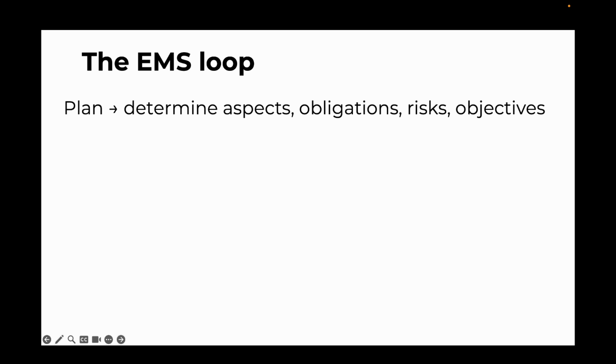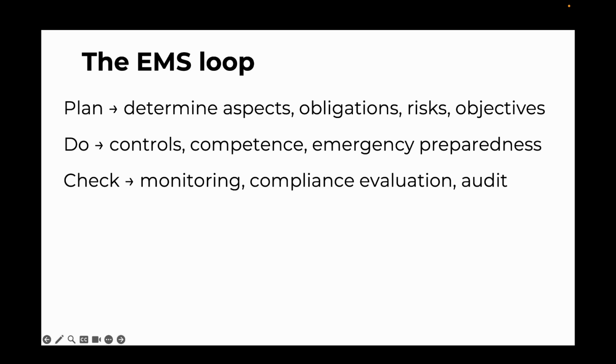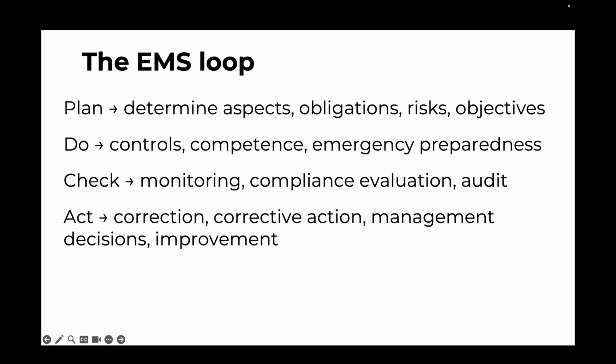Now, episode 13 closes the loop. In the planning stage, BlueRiver determines aspects, obligations, risks, and objectives. In the doing stage, it establishes controls, competence, and emergency preparedness. In the checking stage, it monitors, evaluates compliance, and audits. And in the acting stage, it corrects, takes corrective action, makes management decisions, and improves. So this is not an abstract PDCA diagram. It's how the BlueRiver EMS learns.